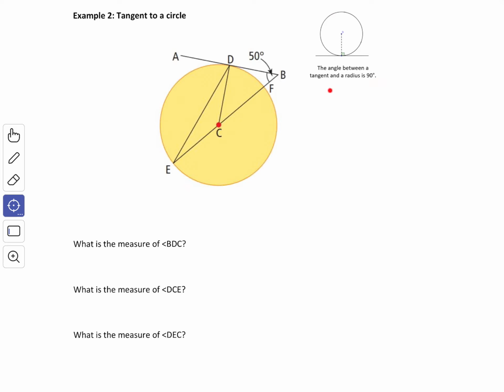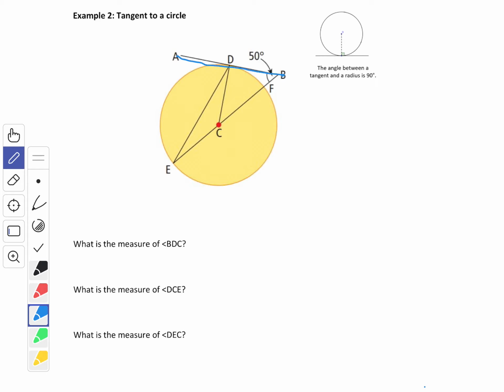Again, we have the diagram right here to help us remember the property. Let's look at our first question. What is the measure of BDC? Do you see how we have the angle BDC right here? Line AB is tangent to the circle and CD is the radius, meaning that this is going to form a 90 degree angle. So our answer to the first one is angle BDC is equal to 90 degrees. We can say that this is 90 degrees according to our property right here.